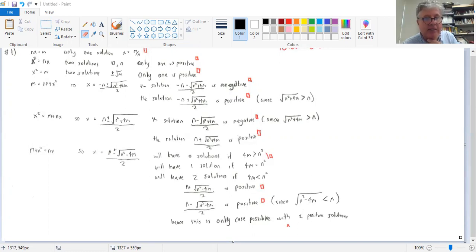So x equals n plus or minus square root of n squared minus 4m in the numerator. Well, it's going to have no solutions, of course, if 4m is greater than n squared. It's going to have one solution if n squared equals 4m, because then you've just got n on 2. And if 4m is less than n squared, then n squared minus 4m is going to be less than n squared. So the square root is going to be less than n. So you've got n plus or minus a number smaller than n. So that means you've got the possibility for 2 possible solutions. And that was the only case that we could have.